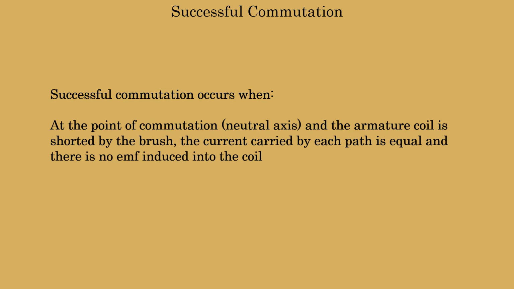Successful commutation occurs when, at the point of commutation or the neutral axis, the armature coil is shorted by the brush, the current carried by the path is equal, and there's no EMF induced into the coil. And for this to happen, the flux must be symmetrical.